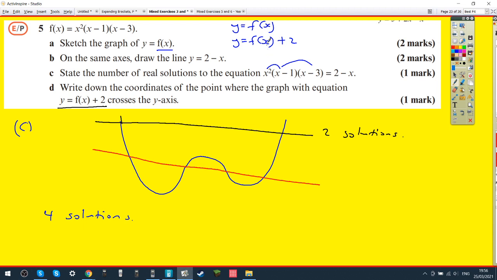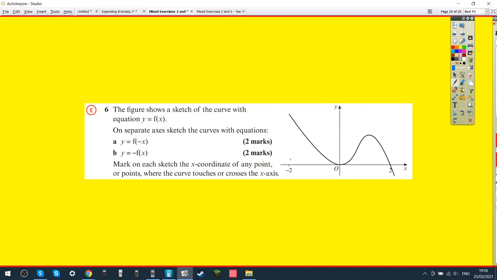Y is the f of x. If you do the f of x plus 2, you're adding 2 to all the y coordinates. So this blue graph is going to shift 2 higher. But maybe that's okay.